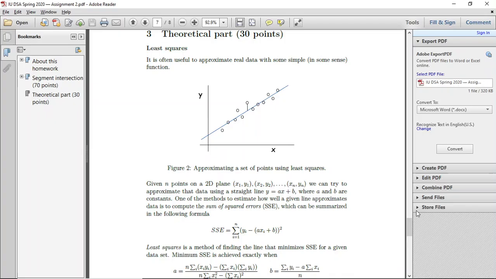Hello everyone. In this video I'm going to give some more explanation about the theoretical part of assignment number 2 and probably even give you some hints of how to do it. So let's start talking about regression analysis.